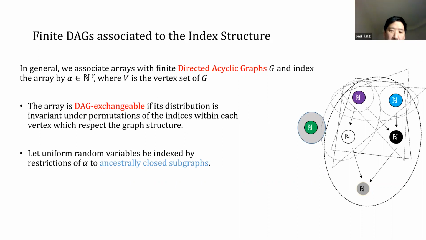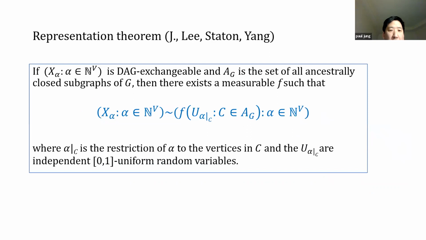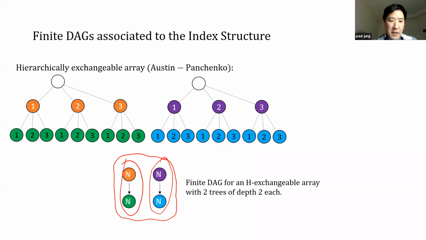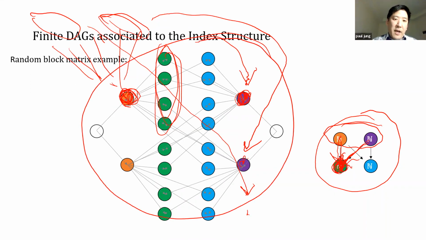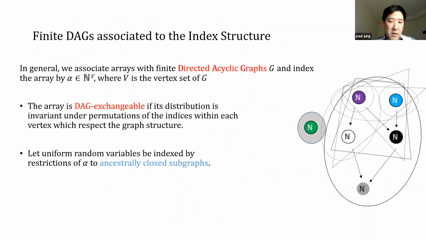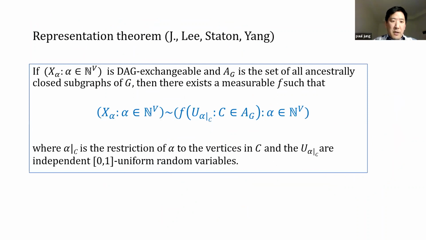And these are the sorts of random variables that we include in the representation. So now finally, I get to our main result: if we have a DAG exchangeable array, so some structure which has a complicated graph like this, and say that it is invariant with respect to all graph automorphisms that respect this color structure, then there is a representation of that array with a single measurable function f, and a family of uniforms, and the uniforms are indexed by the sets which respect the hierarchy, as I had in the previous slide.